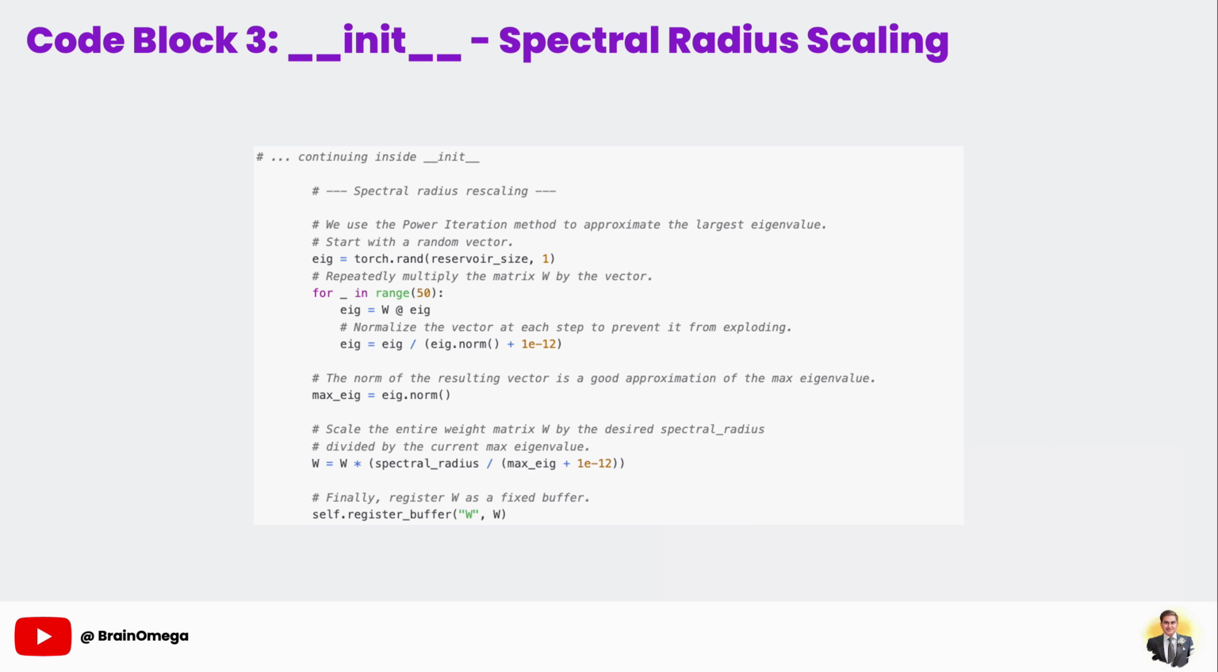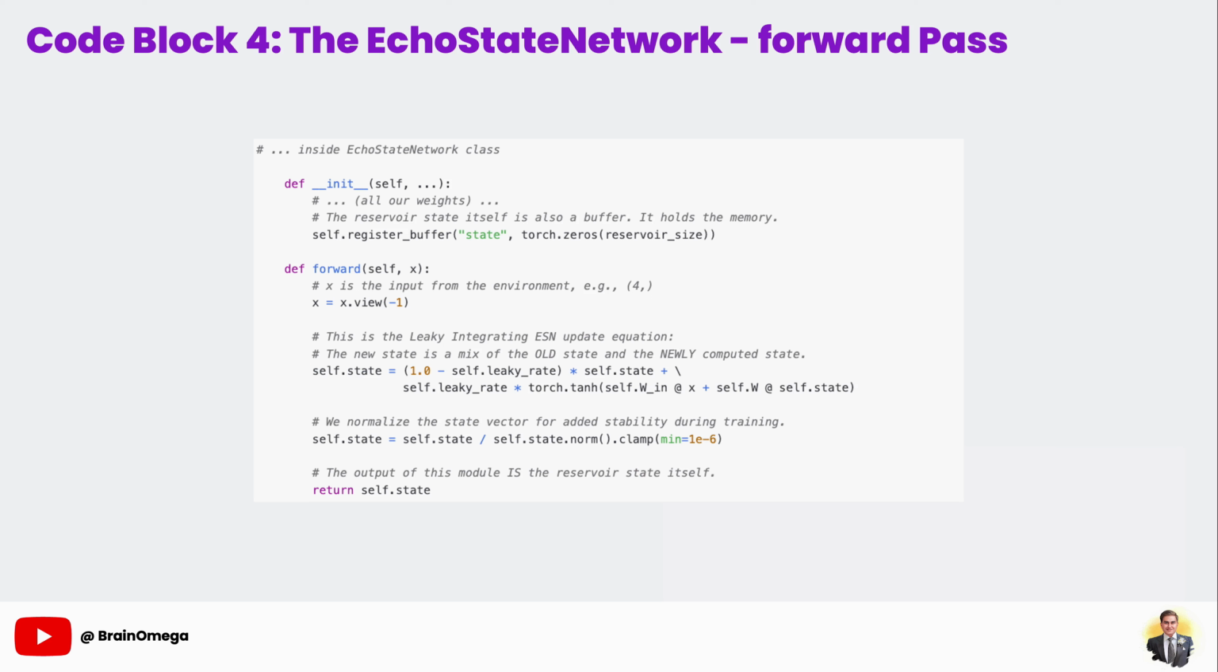We then register this final W as a buffer. Now that we've meticulously constructed our ESN in the init method, let's look at the forward pass. This is what happens at every single time step of the simulation. First, we make sure our input x is a flat vector. Then we come to the single most important equation in our network, the state update equation.